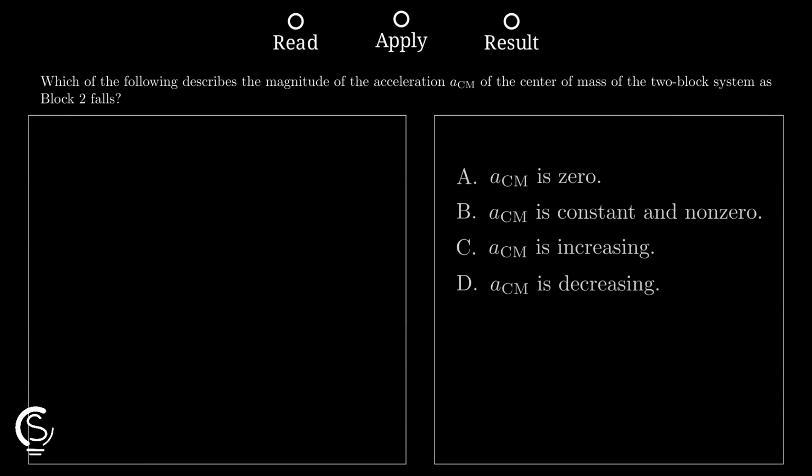For the two-block system, think about the whole setup together, not each block alone, because the question asks for the center of mass acceleration as block 2 falls through the motion.